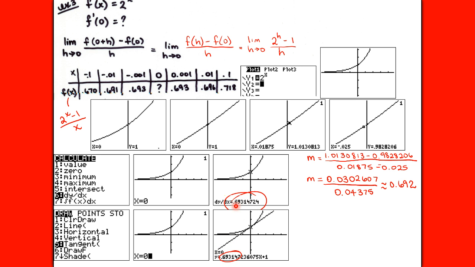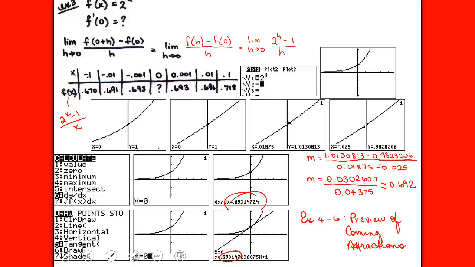The reason that I like this better is it's the same number of key presses, right? It takes me the same amount of time. But half of the time when they ask me to find the slope of the tangent line, that's part A, and part B is to find the equation of the tangent line, right? So I might as well get 2 for 1 here while I'm at it, plus I get a pretty little graph to go along with it too, okay? So those are just a couple of ways that I can do a numeric derivative on my calculator.